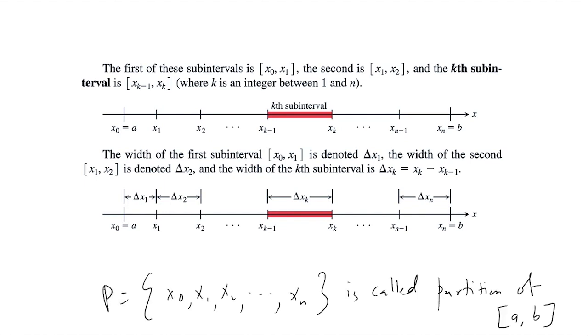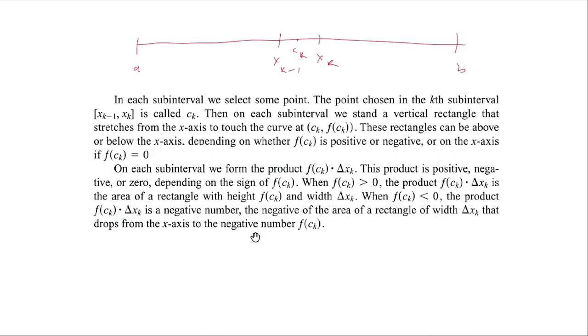Okay, so now we can define a set of these values x0, x1, x2 to xn. This set is called a partition of AB. So we are just dividing this AB into different subintervals by using these points, and the set of these points is called a partition. Okay, so now in each subinterval, for example, let's say this subinterval xk minus 1 to xk, we select some point. The point chosen in the kth subinterval is ck. Let's say that is ck.